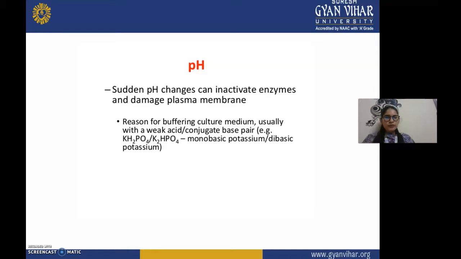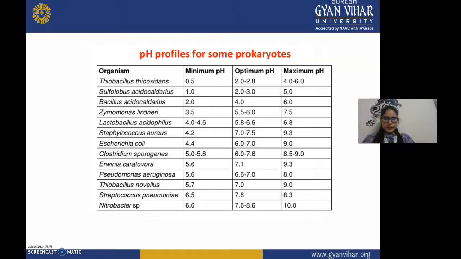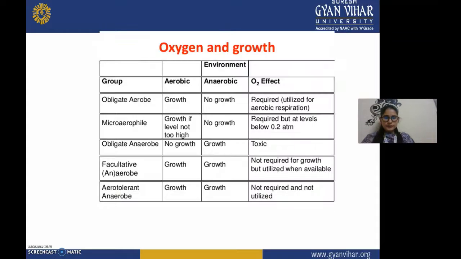So that is the reason for buffering culture medium, usually with a weak acid conjugate base pair, for example KH2PO4, monobasic potassium phosphate, and K2HPO4, dibasic potassium phosphate. Now as you can see, these are some examples of the bacteria that grow at the minimum pH, optimum pH and maximum pH. So you can check them out, some prokaryotes.